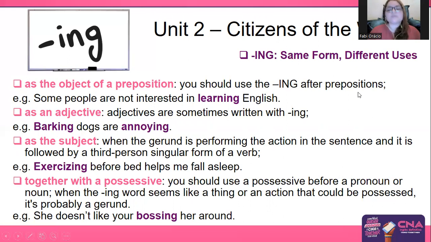And then we have together with a possessive. You should use a possessive before a pronoun or noun. When the ing word seems like a thing or an action that could be possessed, it's probably a gerund. She doesn't like your bossing her around. So it's like that, you're bossing her around. Here we have the possessive, okay?